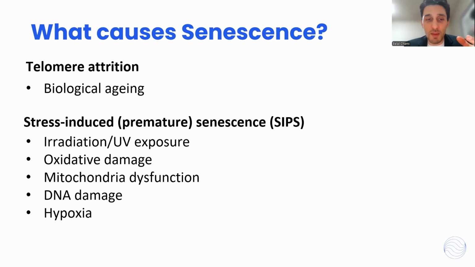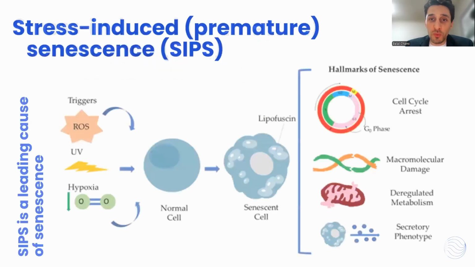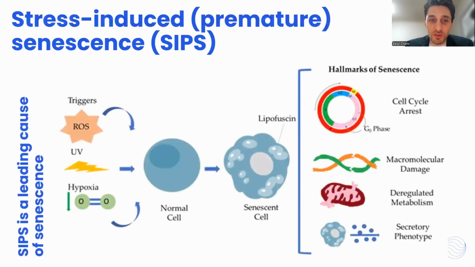periods of hypoxia, otherwise known as loss of oxygenation in tissue, or dysfunction of certain components within the cell, like mitochondria. These are all known to cause senescence. Here, for example, these are the triggers. The normal cell is experiencing an abnormal amount of stress, and therefore the cell becomes senescent.